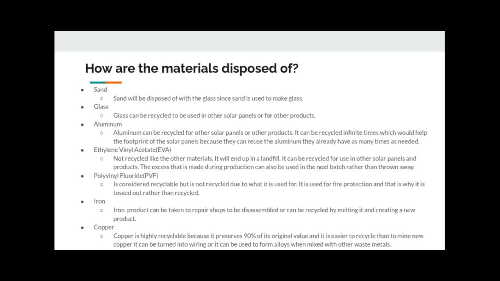Iron product can be taken to a repair shop to be disassembled, or can be recycled by melting it and creating a product. Copper is highly recyclable because it preserves 90% of its original value and it is easier to recycle than to mine new copper. It can be turned into wiring or it can be used to form alloys when mixed with other waste metal.